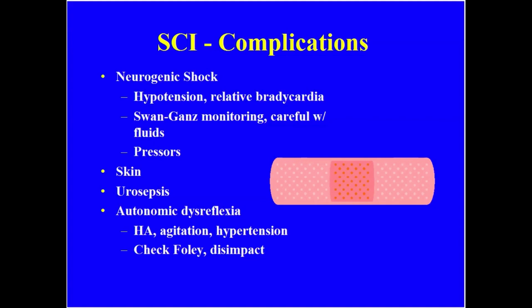Now, when in doubt, you volume resuscitate a patient. But if you have a Swan in and you can tell, and you know it's neurogenic shock, then you want to use pressors rather than just volume.